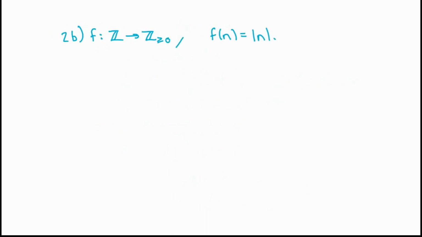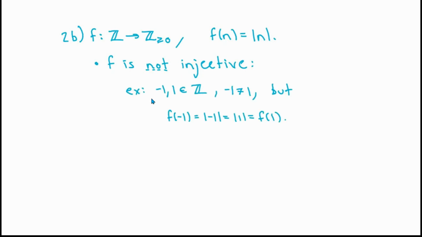Another pretty simple example, let's consider the function from the integers to the non-negative integers, which takes an integer n to its absolute value. I hope it's clear by now that this function is not injective. To show that it's not injective, it's enough just to find a pair of different points in the domain which map to the same point in the range. And of course, -1 and 1 is just such a pair of points, so the function is not injective.